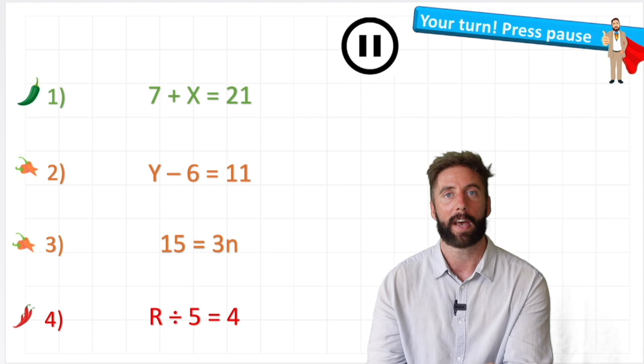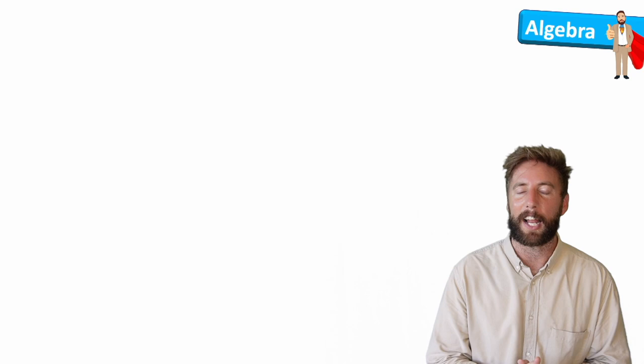Good luck. Okay, now let's have a look at something a little bit more complicated. Let's have a look at what 2 missing variables would look like.